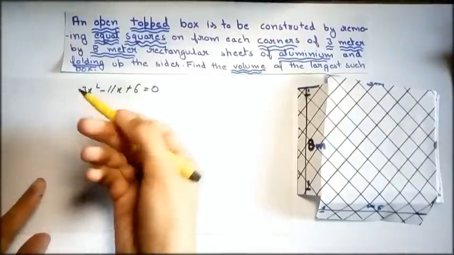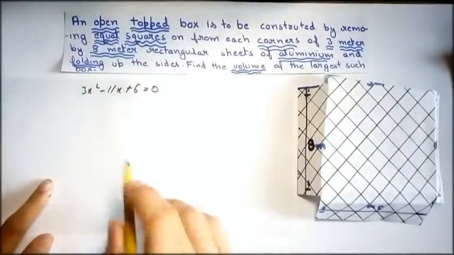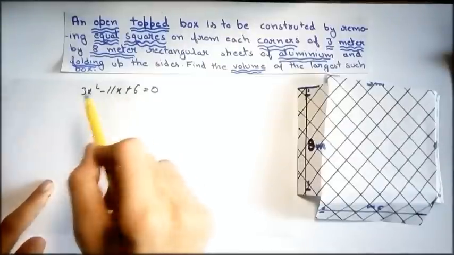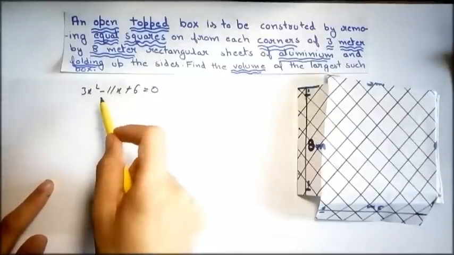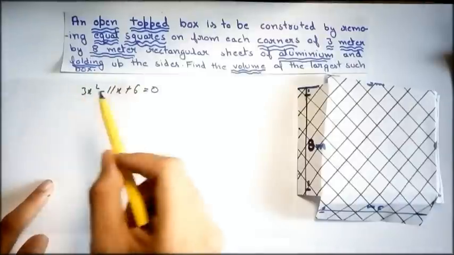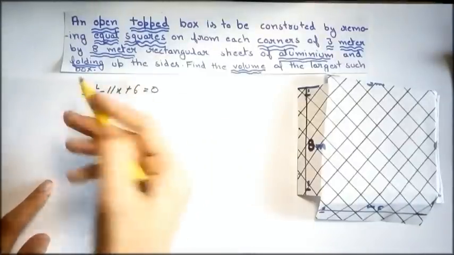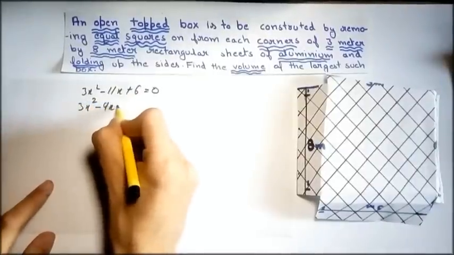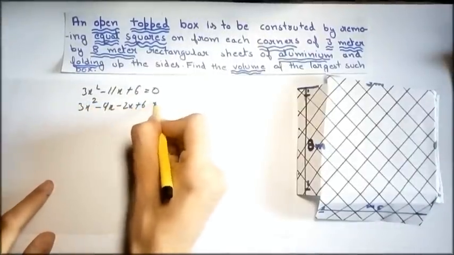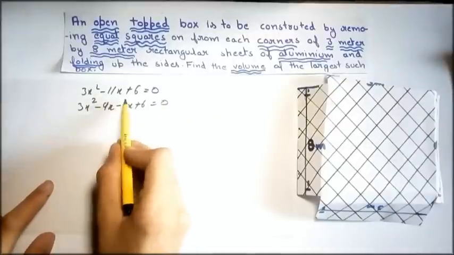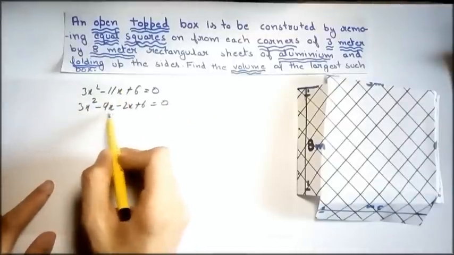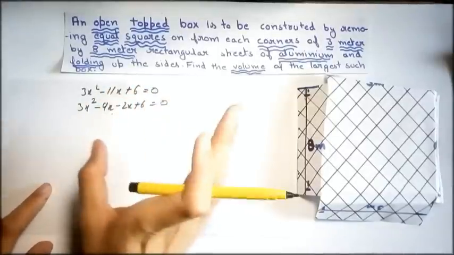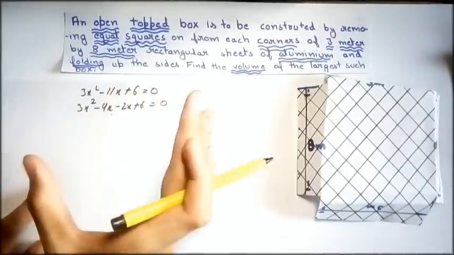So to find out x, we will use the factorization method. 6 times 3 is 18, and the middle term is 11. So we have to split it into two numbers whose product is 18 and whose sum is 11, that is 3x square minus 9x minus 2x plus 6 is equal to 0. See this, 9 times 2 is 18 and the sum of these numbers is 11. This is a very simple factorization method. You should know this method before jumping into maxima and minima.